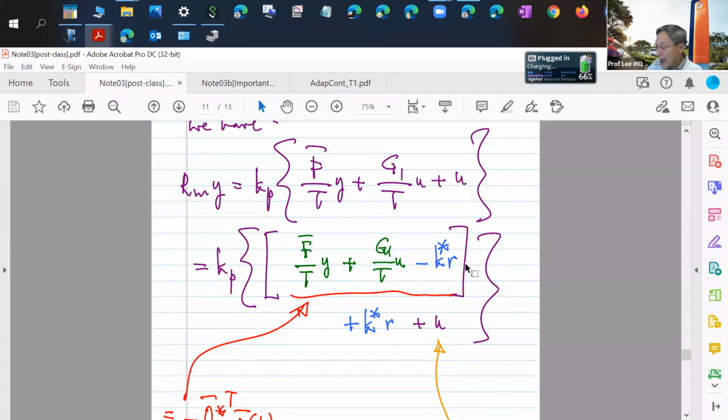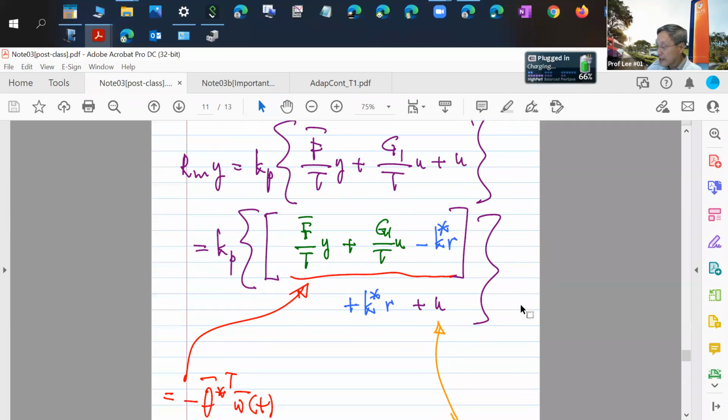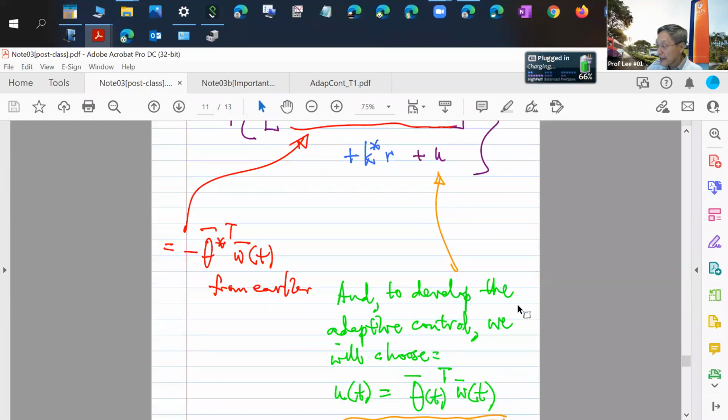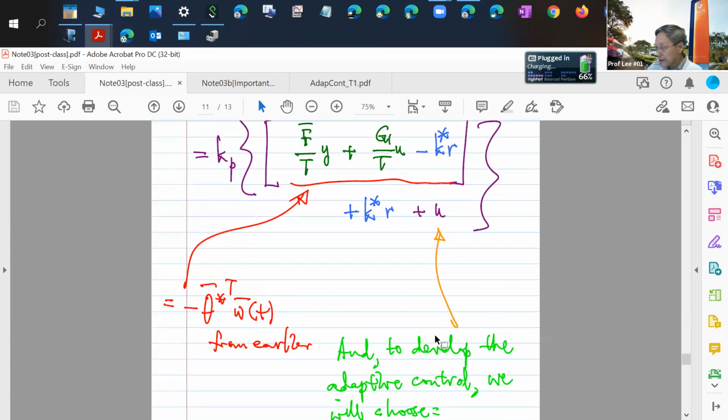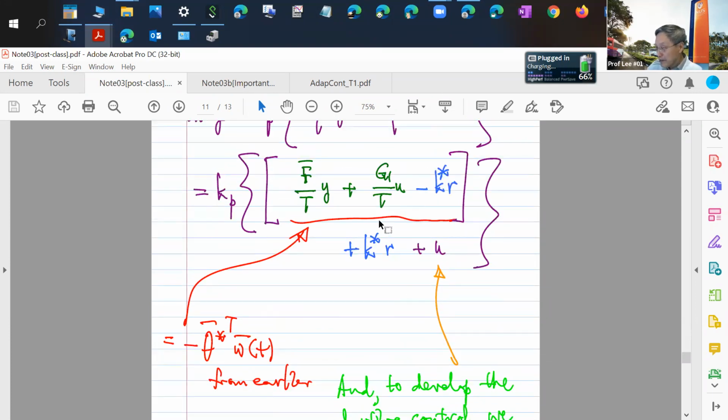Minus a k star r plus a k star r. All right, if I minus a k star r plus a k star r, I don't change a thing. My u itself, I've already decided I will follow the structure, except I put in time varying gains. But the moment I rearrange it like that, you can see this was exactly my perfect set of control gains with a minus sign.